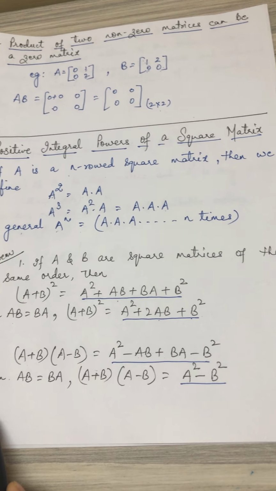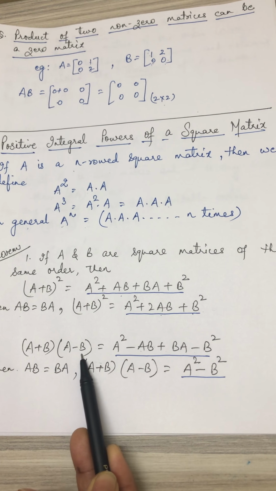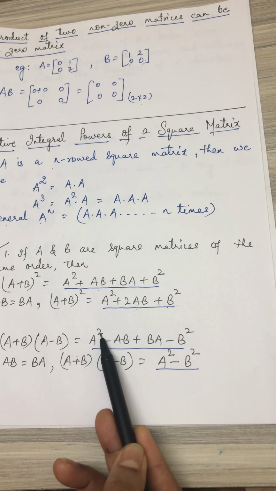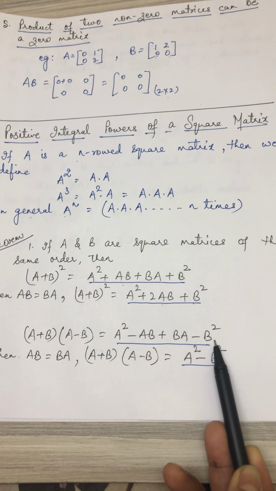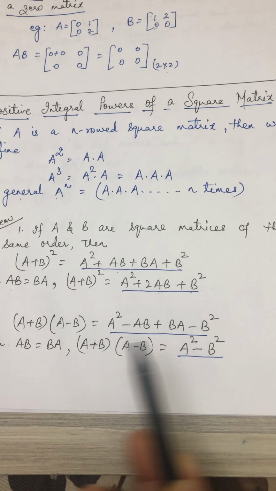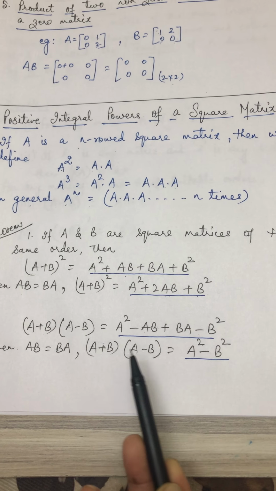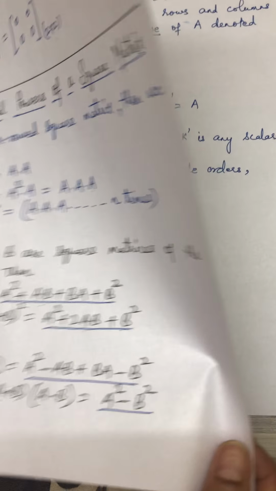The second theorem: the product of the sum of the matrices and the difference of the matrices on expansion gives A square minus AB plus BA minus B square, when AB is not equal to BA. But if we have cases where AB is equal to BA, then A plus B into A minus B is equal to A square minus B square.